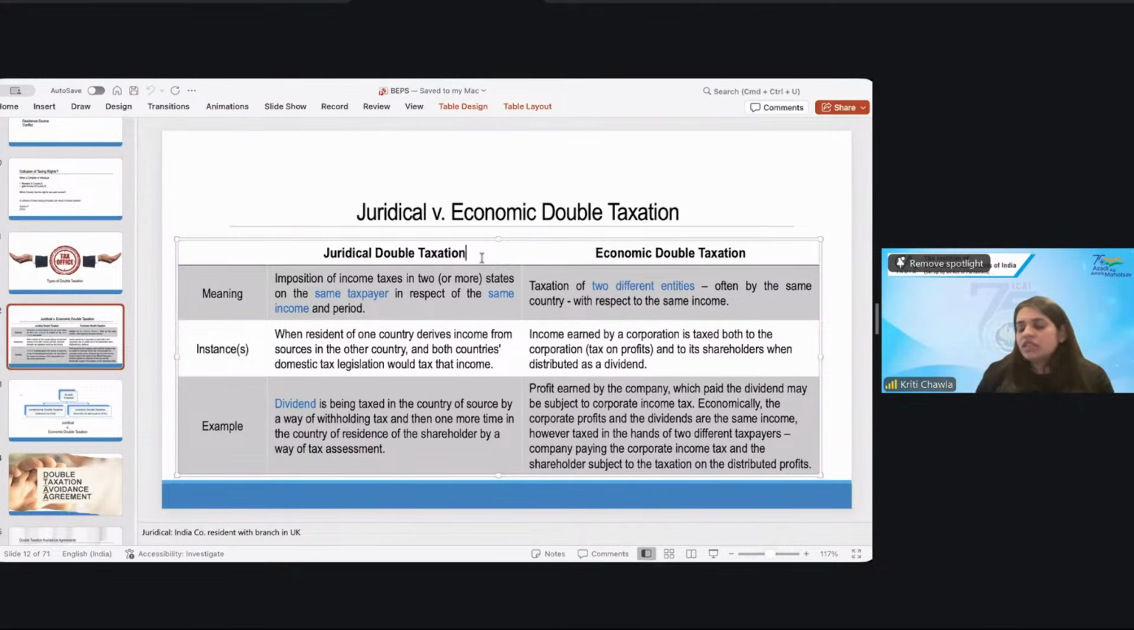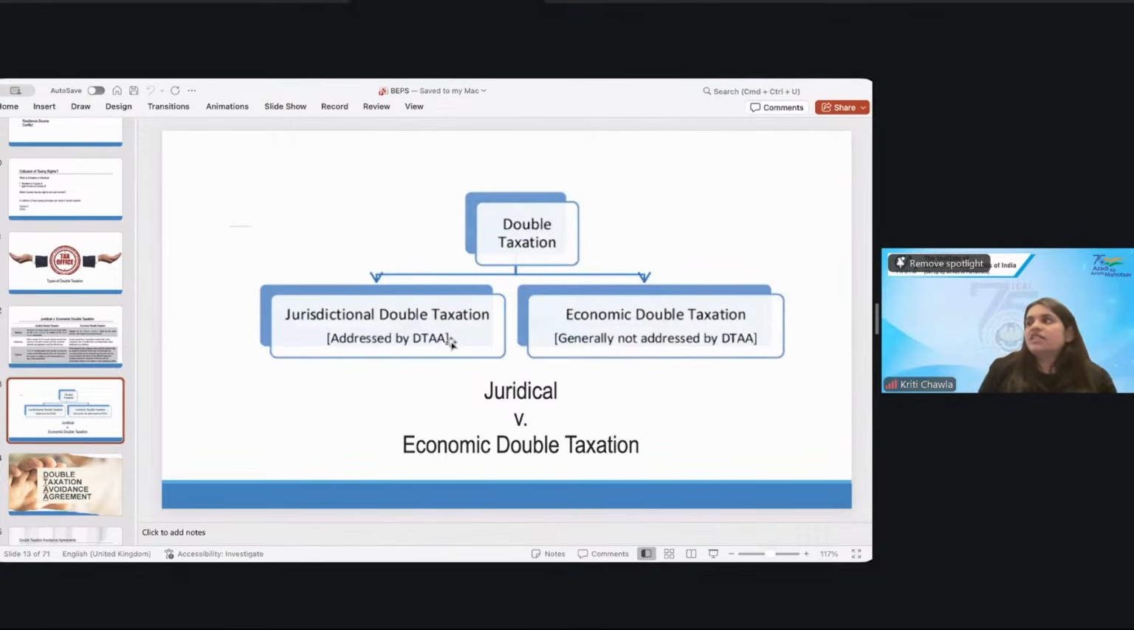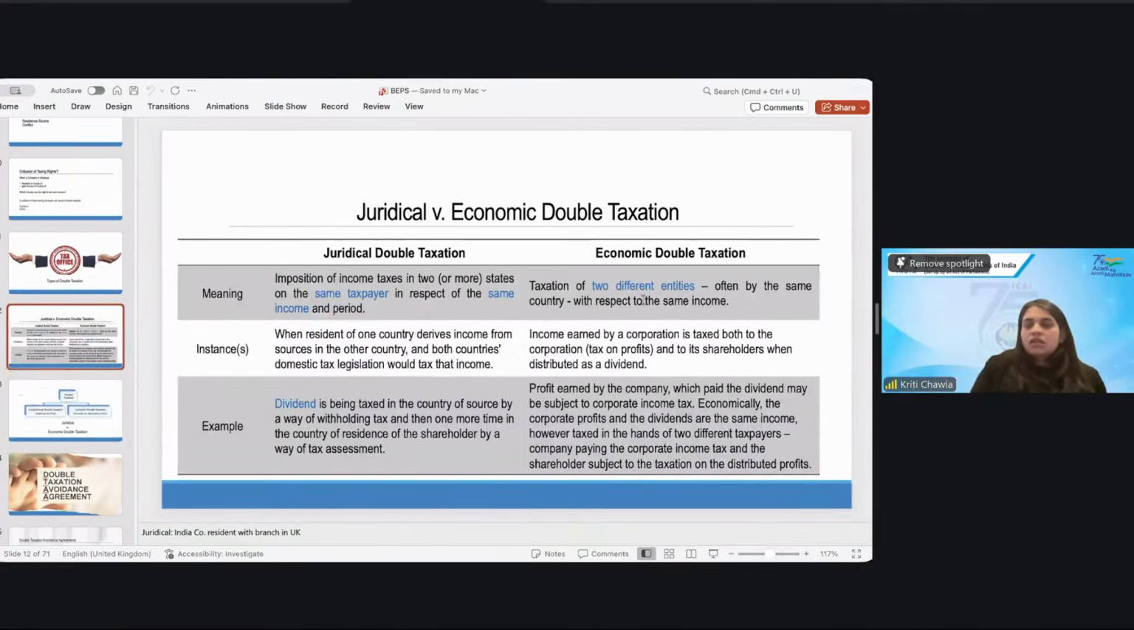And the thing about juridical double taxation is that it can be addressed by a DTAA. So there is something called a double taxation avoidance agreement or tax treaties, which basically address this particular kind of double taxation. The other kind of double taxation is called economic double taxation. Economic double taxation is basically taxation of two different entities, and this is often by the same country with respect to the same income.